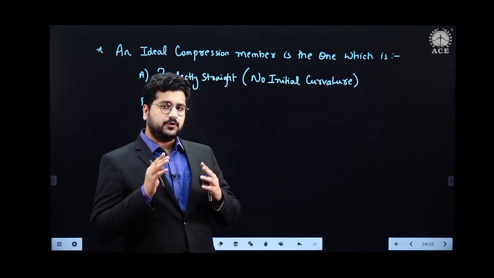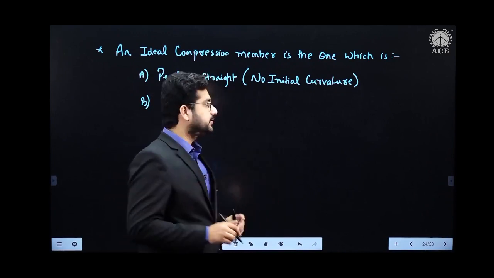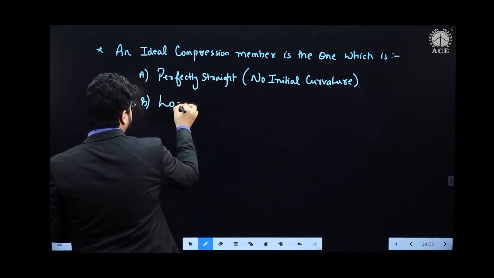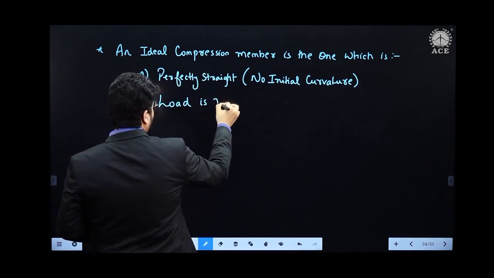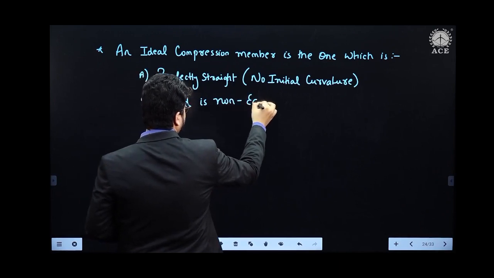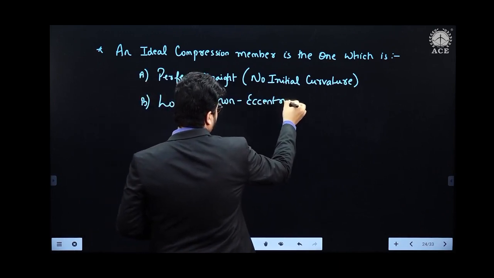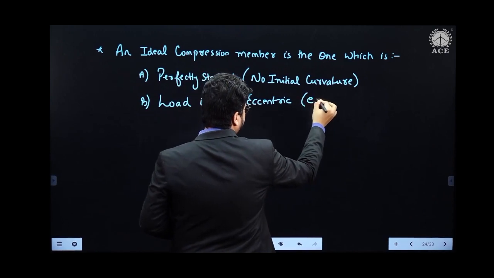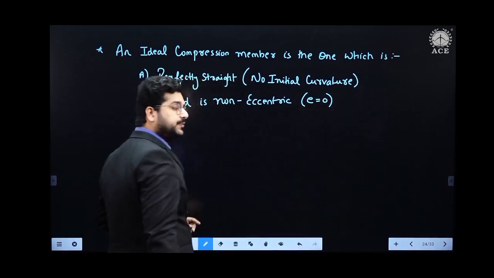Okay. Second, you want the stress distribution to be perfectly uniform across the section. For that, load should be totally non-eccentric. Load is non-eccentric means eccentricity should be equal to how much? 0. There should be no eccentricity.